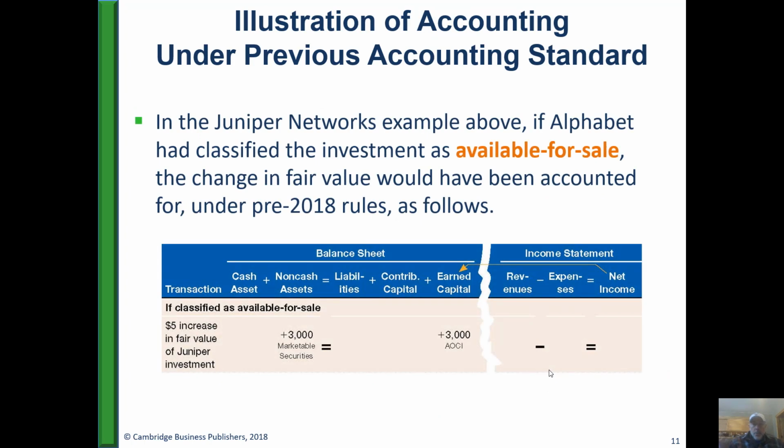So here's an illustration under the previous accounting, and you'll see this looking at 16 and 17 financials. In this example, that same $3,000 gain would have been recorded to marketable securities, but the offsetting credit would have been a $3,000 credit to accumulated other comprehensive income. In the current 2018 rules, we just credit that directly to unrealized gain on marketable securities.